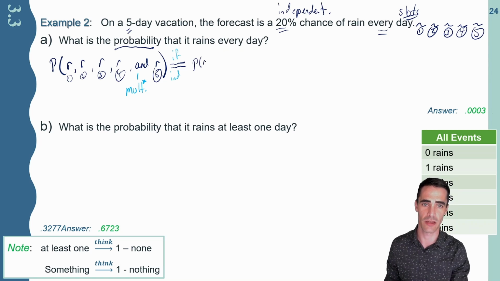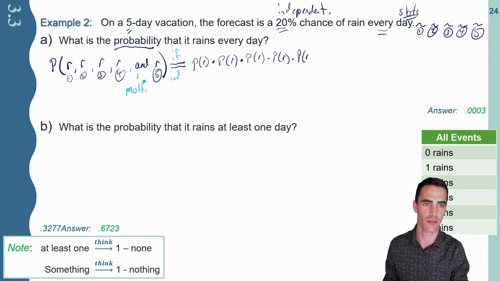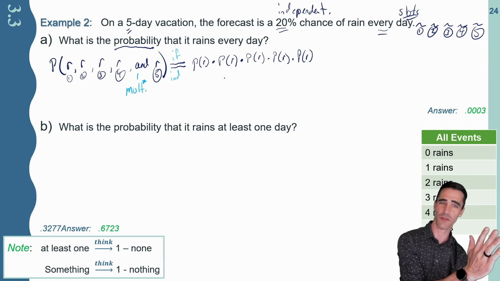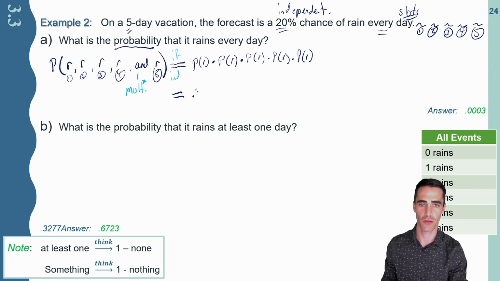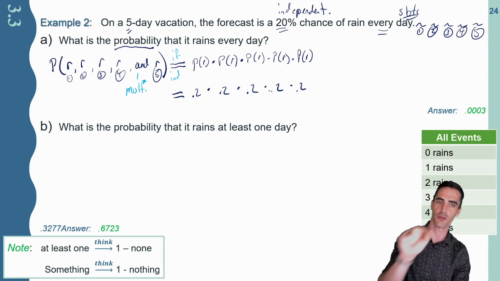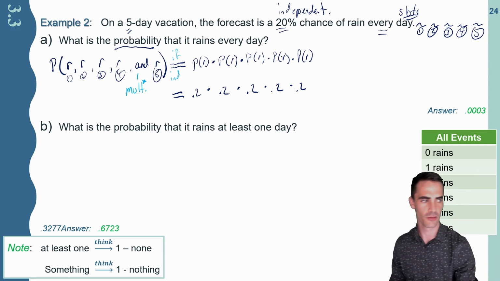So this should be the probability that it rains on the first day times the probability that it rains on the second day times the probability that it rains on the third times the probability that it rains on the fourth times the probability that it rains on the 5th day. I can multiply all of these independently on their own. I don't have to look at this as a big event. And so I actually know the probability that it's going to rain on any particular day. That's this 20%. So it should be 0.2 times 0.2 times 0.2 times 0.2 times 0.2. We have 5 of those.